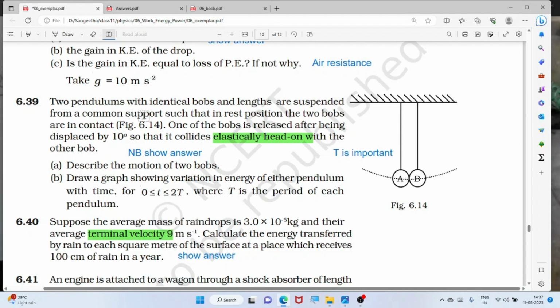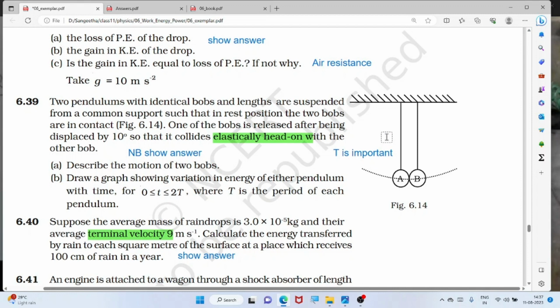Two pendulums with vertical string length are suspended such that one is displaced by 10 degrees. Here we have to see the interval, which is the time period. At t equal to 0, then 1/4 T, 1/2 T, again 3/4 T, and 4/4 T is one cycle here. Question 39.